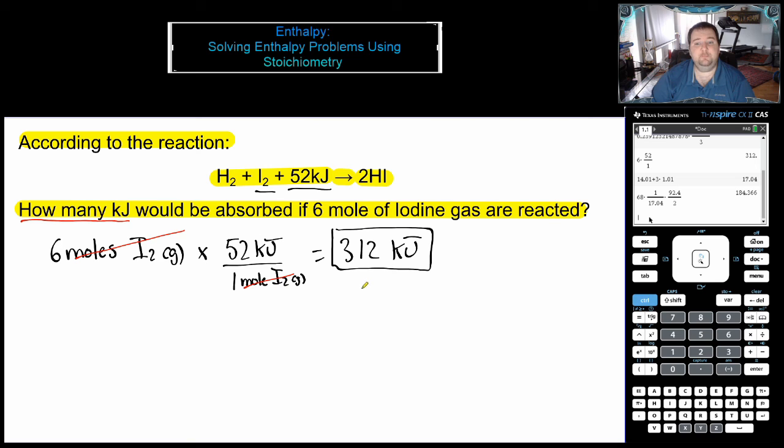We're not done. We need to have the right number of significant figures here. So how many significant figures is in our 6 moles? That's just 1 significant figure. So this needs to be changed to 300 kilojoules. Let's move on.